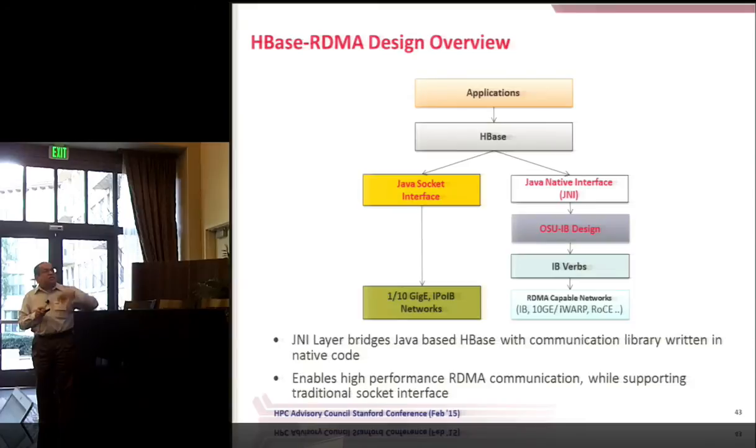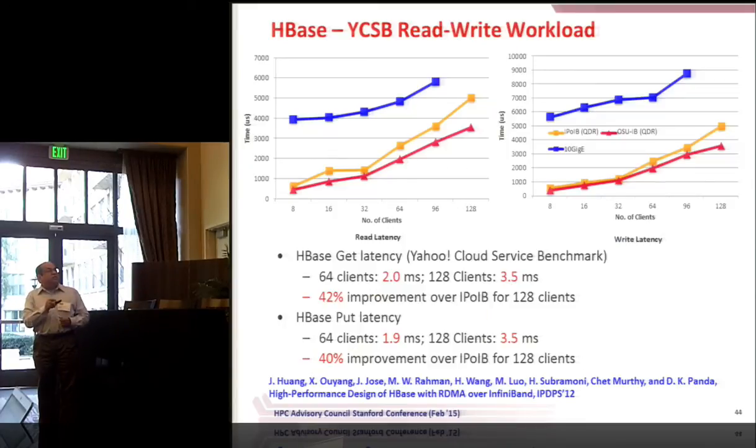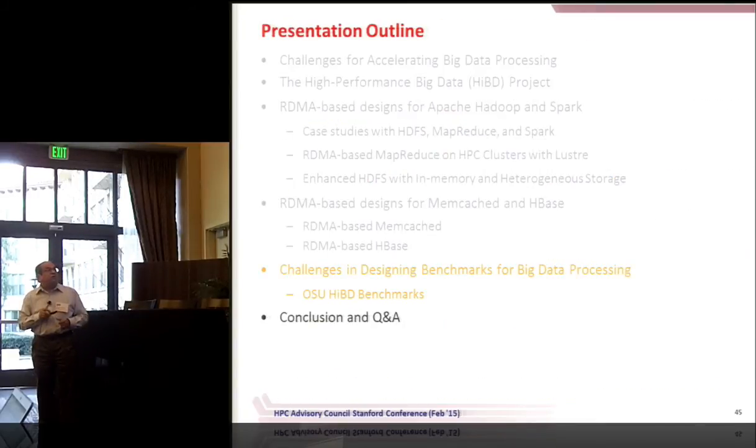And the HBase design is very similar. Here also we see the Yahoo Cloud Serving Benchmark. This is the 10 gig number, this is the IP over IP number, and this is the RDMA-based design. Here also we see around 40% or 42%. And as I said, this design has not yet been pushed, but it will be coming out soon.